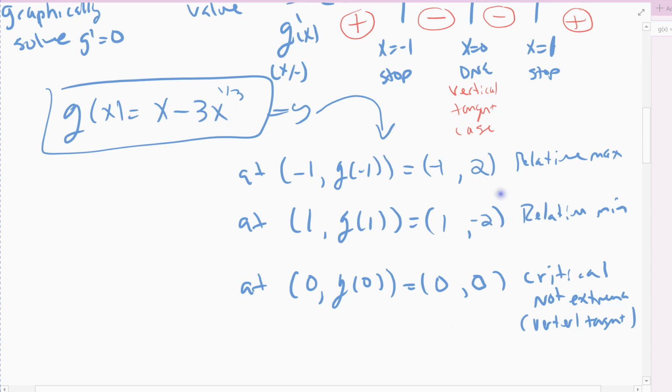So my maximum is at 2. My minimum is at negative 2. My special point is at the origin, 0, 0.